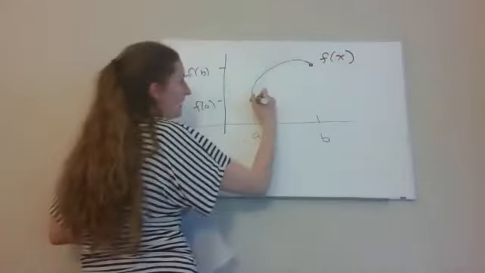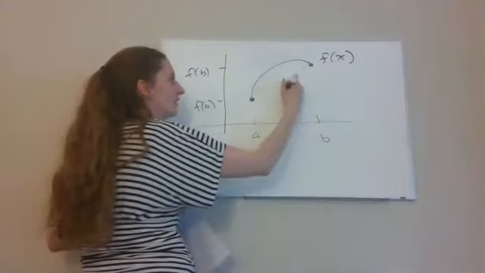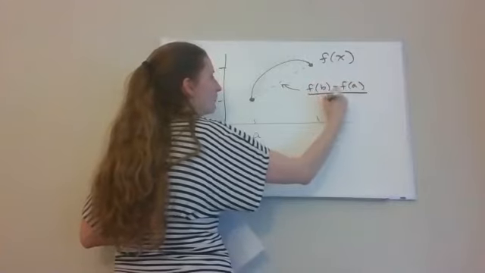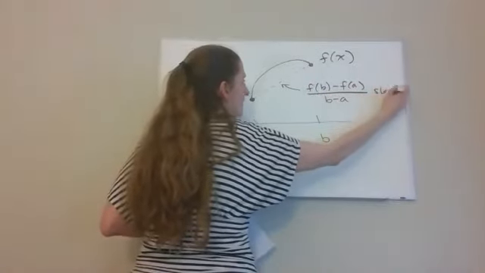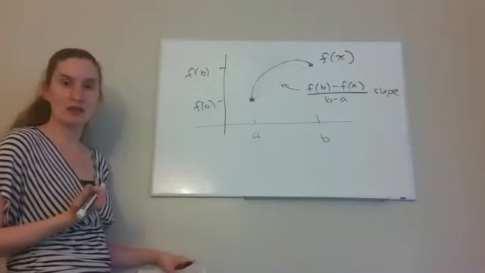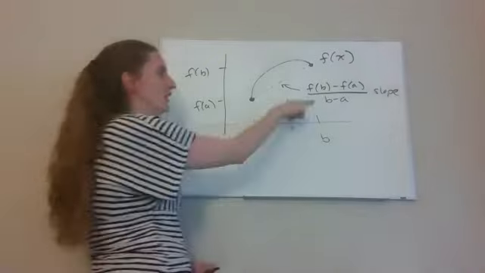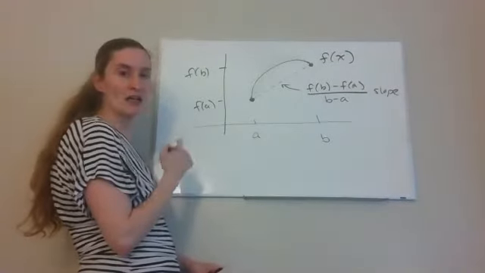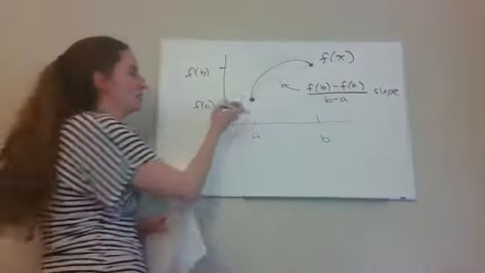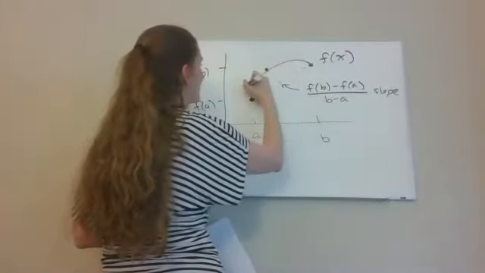Then, if I were to connect these 2 points here, that line has slope f of b minus f of a over b minus a. And my mean value theorem is saying that there's some value c where the derivative, which gives the slope of the tangent line, is going to be equal to this exact same value over here. In other words, there's a place in between a and b where the tangent line is going to be parallel to this line connecting those 2 endpoints. And that would be right about here.